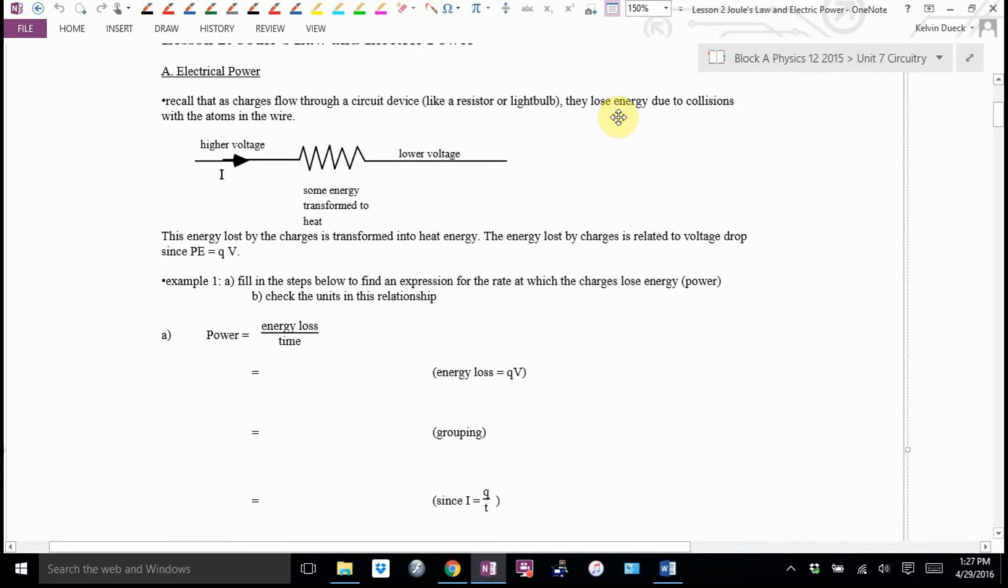So recall, as charges flow through a circuit device like a resistor, a light bulb is a great example of a resistor, they lose energy due to collisions with the atoms in the wire. They start out with a higher voltage, a higher amount of energy per coulomb. So they might start out at 7 volts.